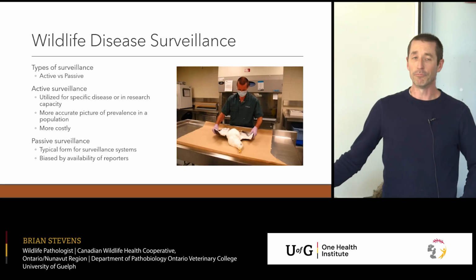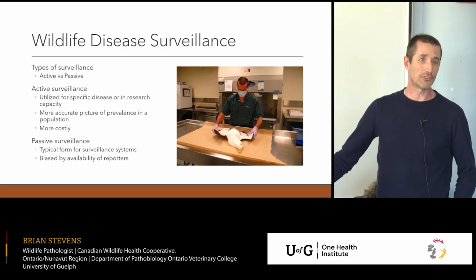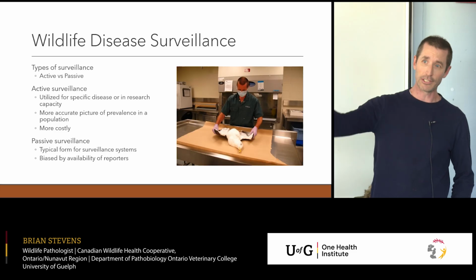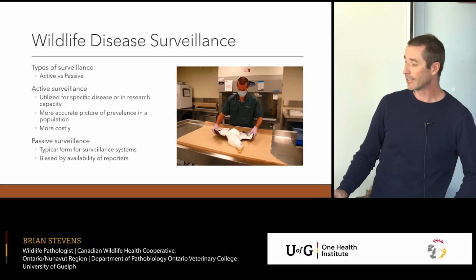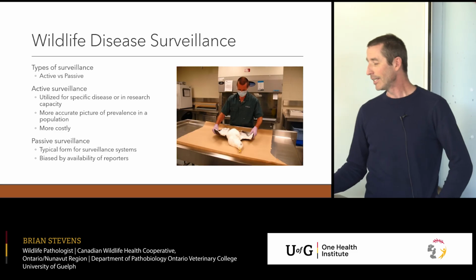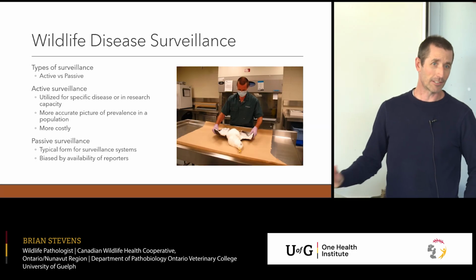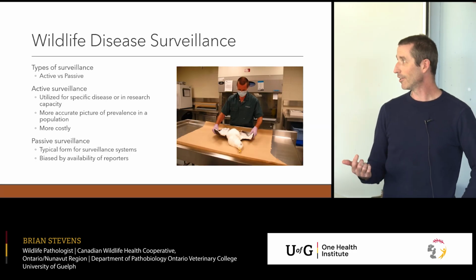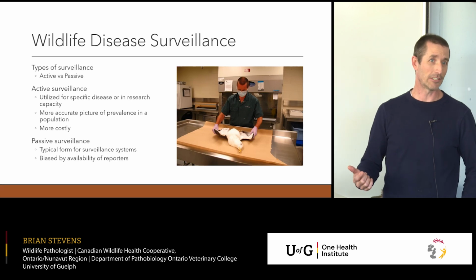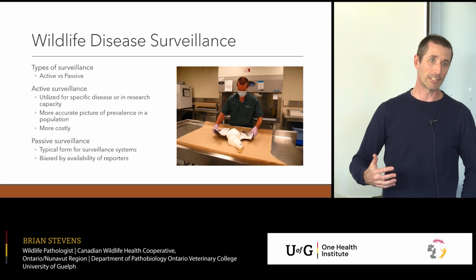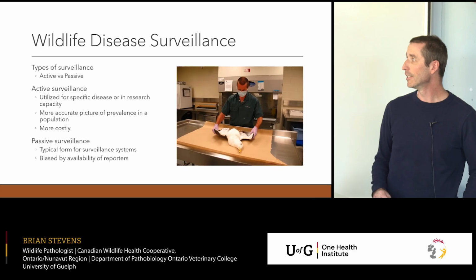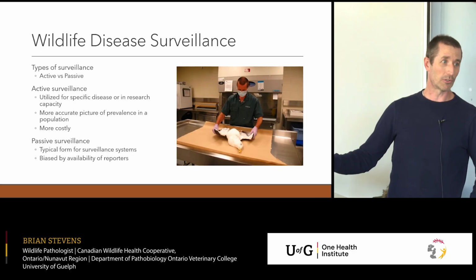That can give you a more accurate picture for prevalence because you are going out into the environment, you're looking at all of the age categories, looking at all of the potential animals that are out there. But to do that, it's going to be a lot more costly. It's going to take a lot of time. It's going to take a lot of resources to actually get out on the landscape, take all those samples, get them back to the lab, and then test them. So on the research side, that works very well.